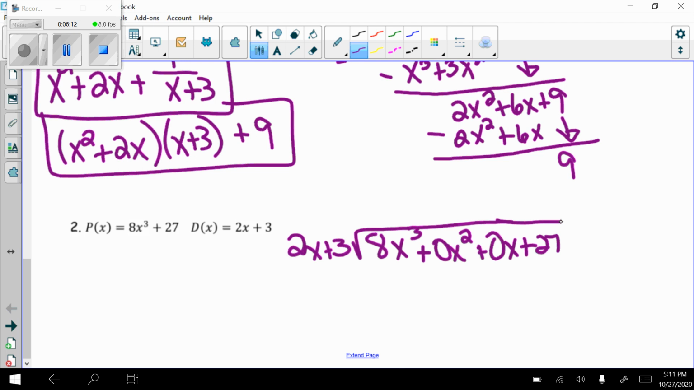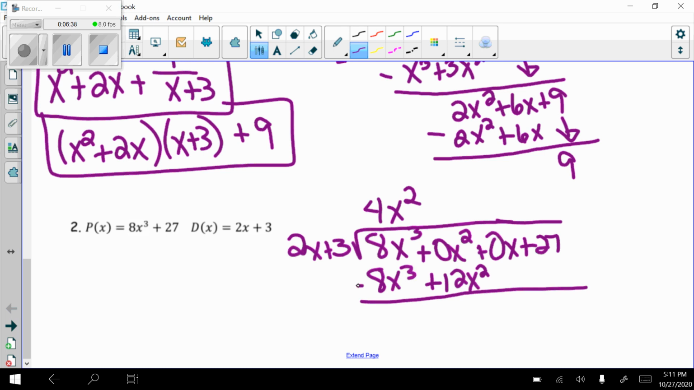So now we play the game. What do we have to multiply 2x by to get 8x cubed? 2 times 4 gets me 8. X times x squared gets me x cubed. So now I multiply 4x squared by both terms out here of my divisor. So I get 8x cubed, and then 4x squared times 3 gets me plus 12x squared. We subtract. X cubes go away, and I'm left with negative 12x squared. All of this comes straight down, plus 0x plus 27.